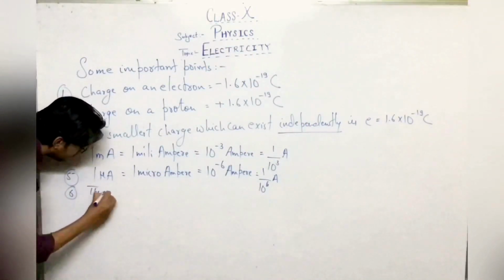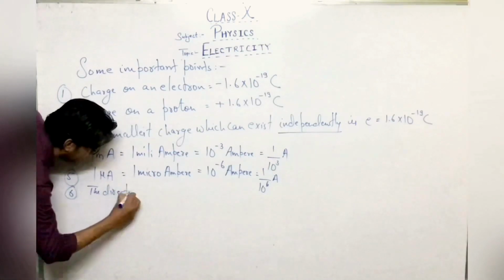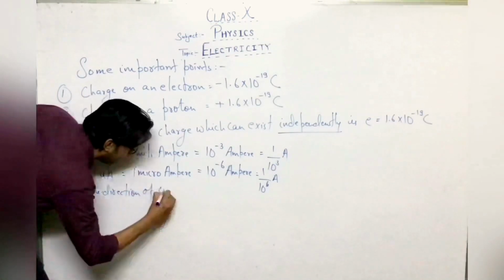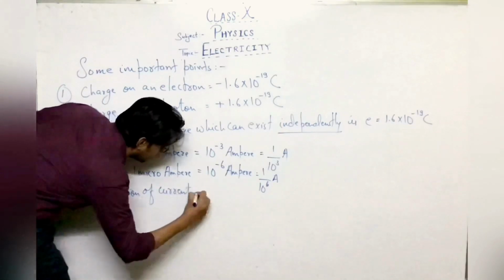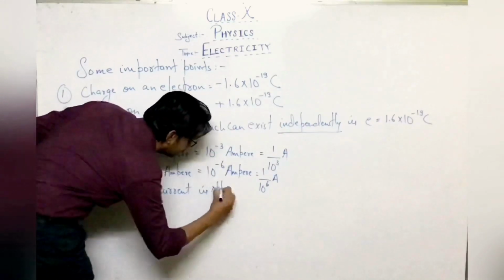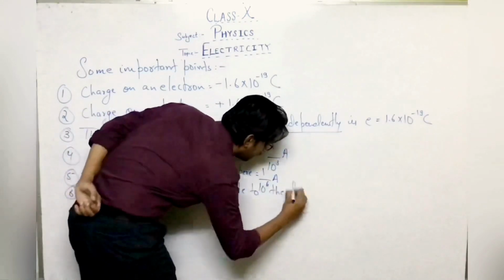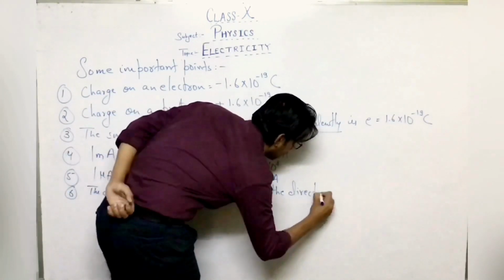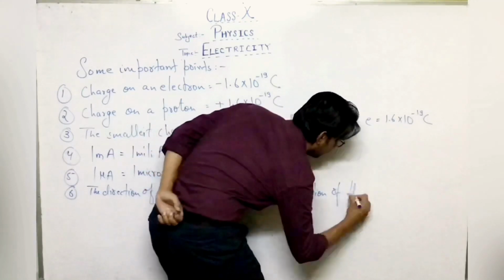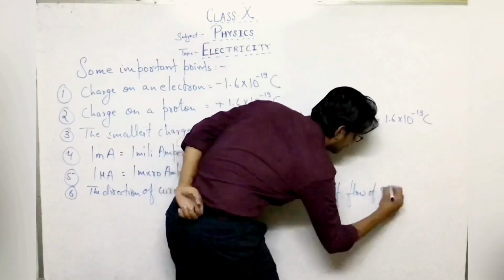The direction of current is opposite to the direction of flow of electrons.